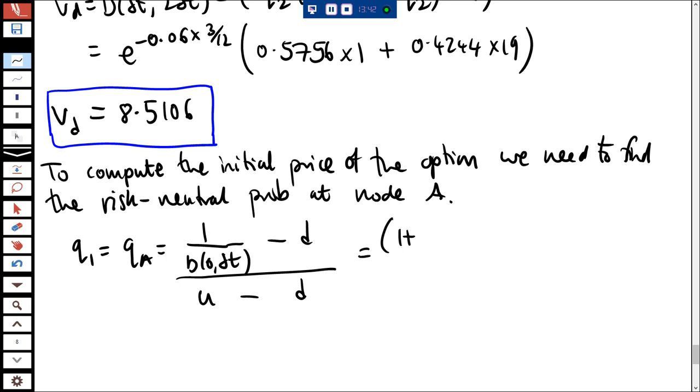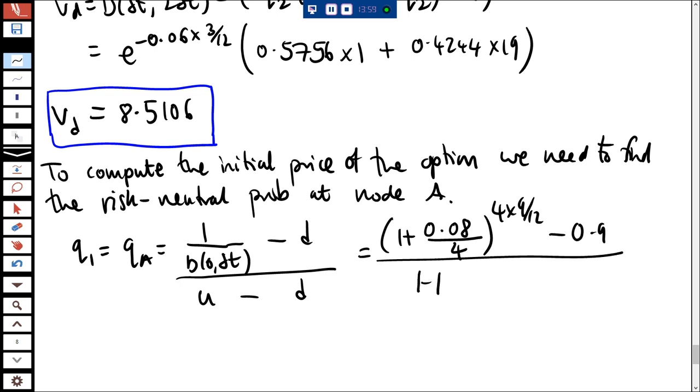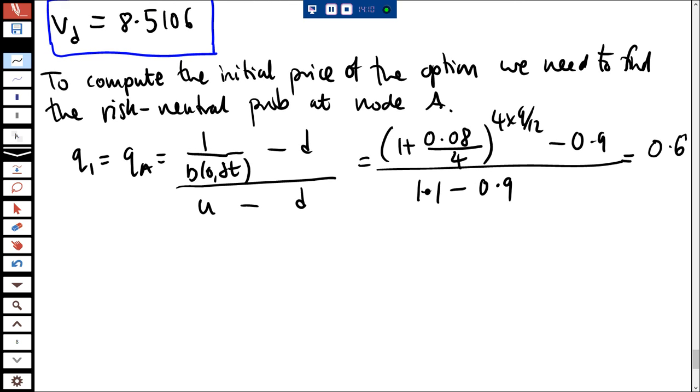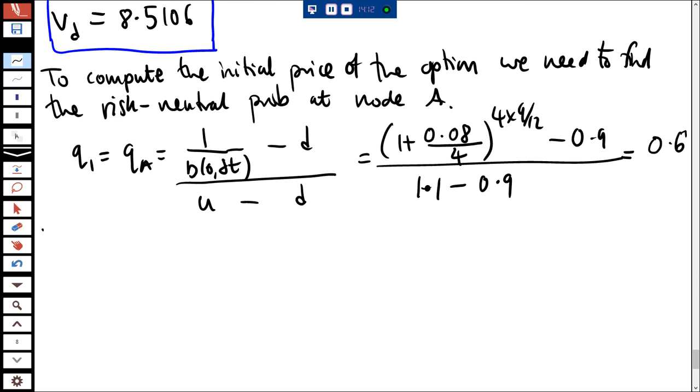Okay, so now we're using slightly different rates. So we have 8% compounding quarterly. I'm just going to give a different Q, really testing whether we understand this. We have a 60% chance of a rise when we're at node A.